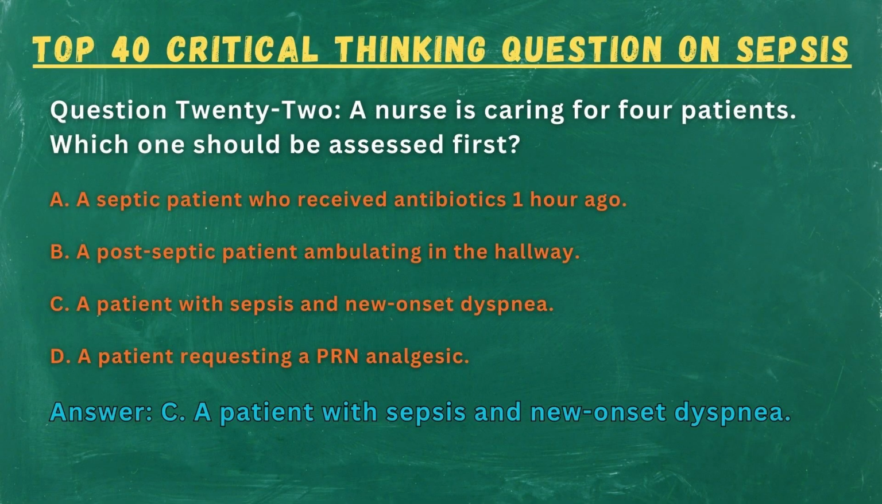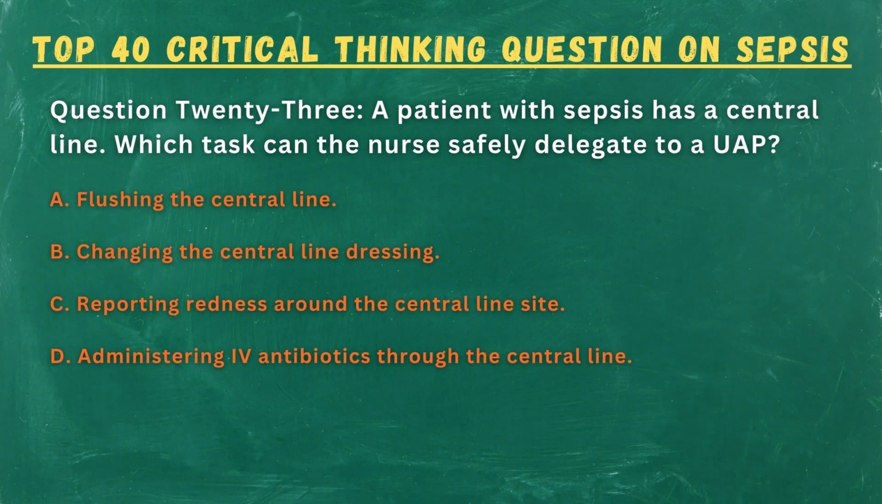Answer: C. A patient with sepsis and new-onset dyspnea. Question 23. A patient with sepsis has a central line. Which task can the nurse safely delegate to a UAP? A. Flushing the central line. B. Changing the central line dressing. C. Reporting redness around the central line site. D. Administering antibiotics through the central line.